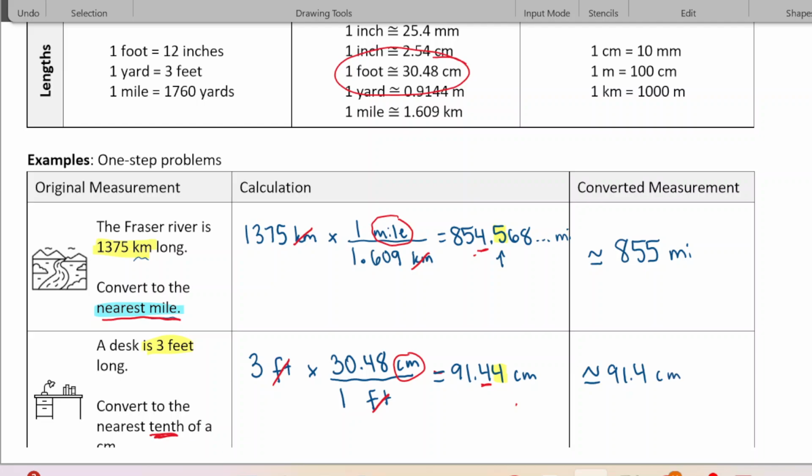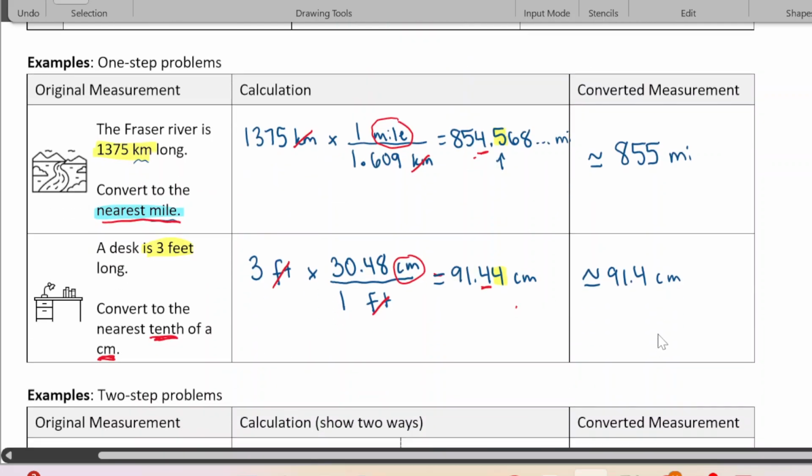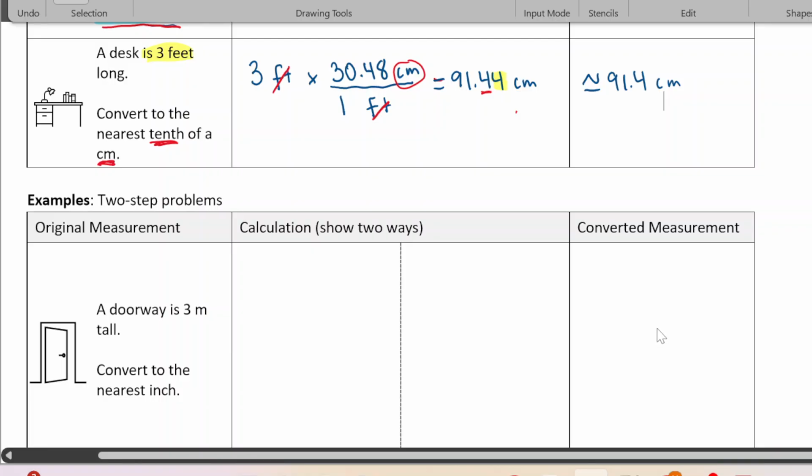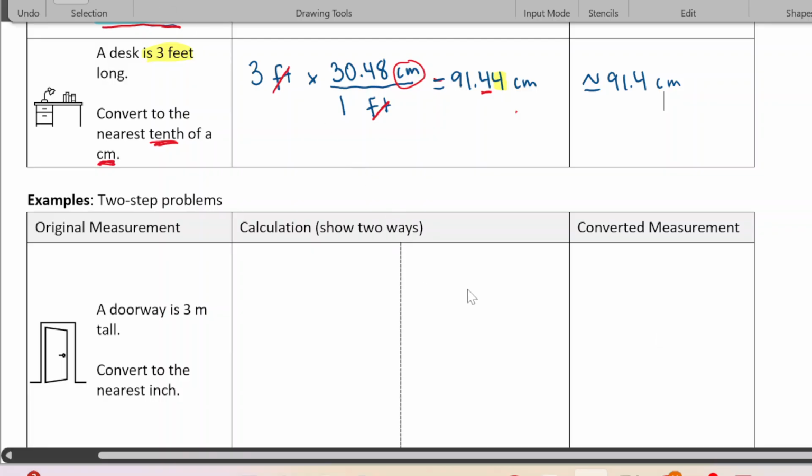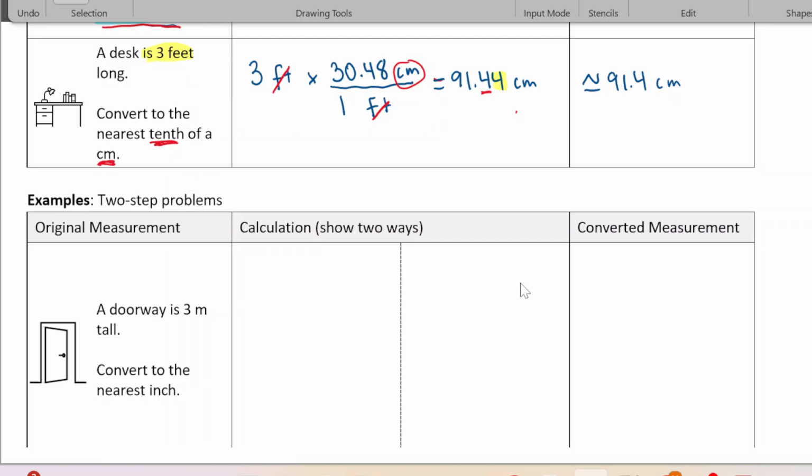Okay, let's do two-step problems. So in two-step problems, we're going to need to multiply by 2 different conversions. Okay, and we're going to show our answer in 2 different ways because sometimes there's different ways to get there. So I'll show you what I mean. So we're going to convert this doorway, which is 3 meters, to the nearest inch.